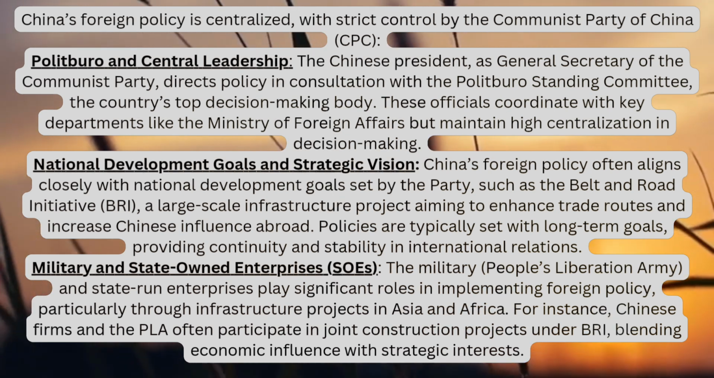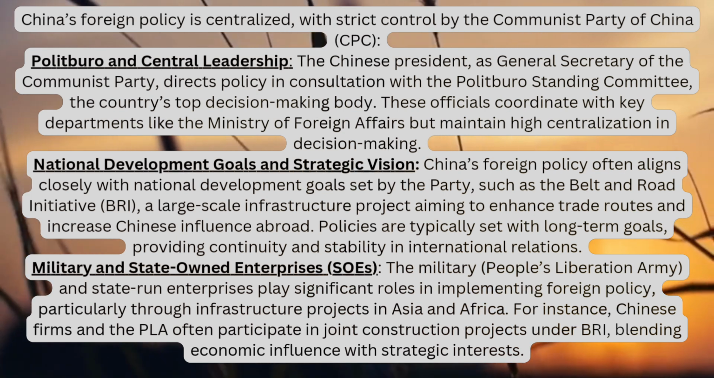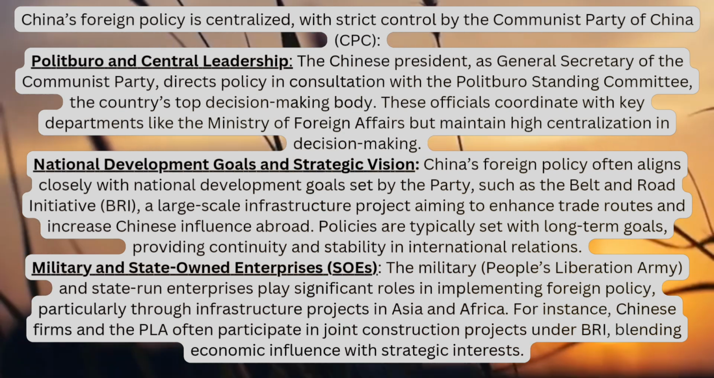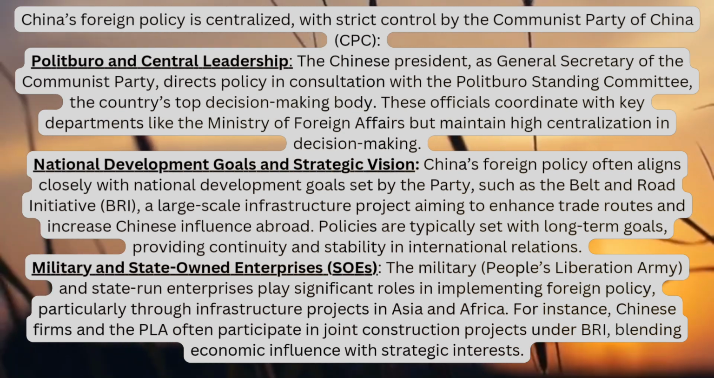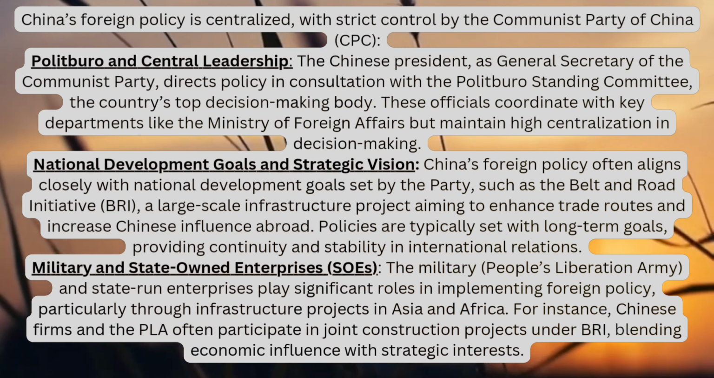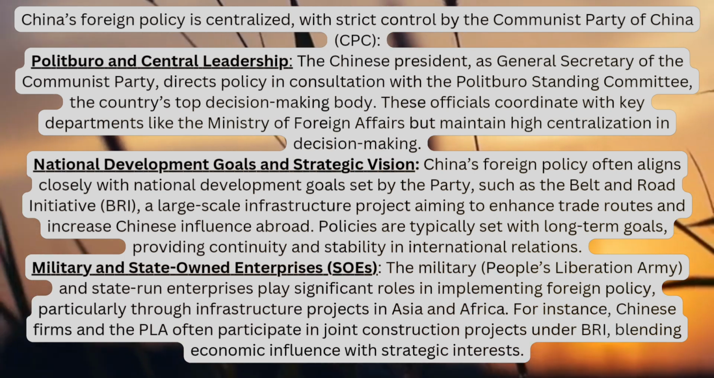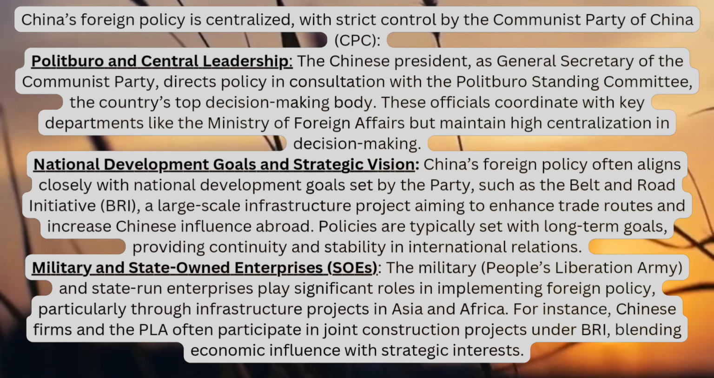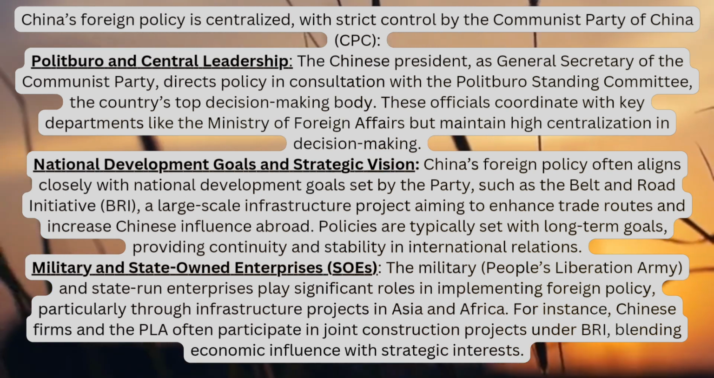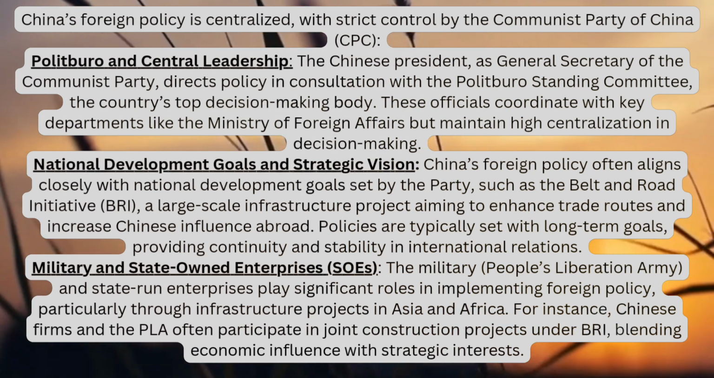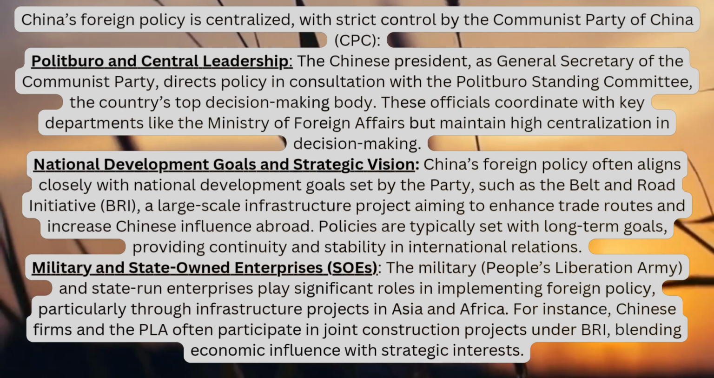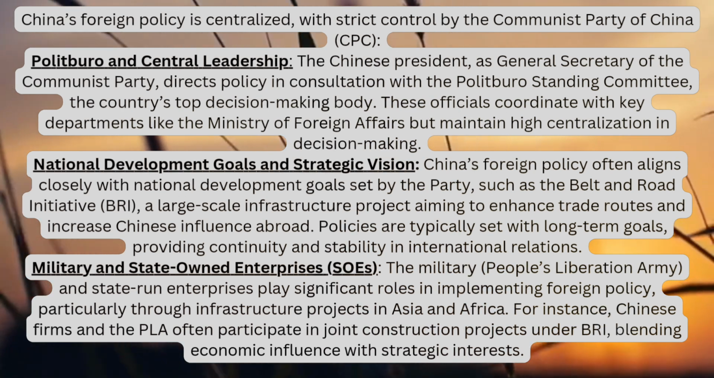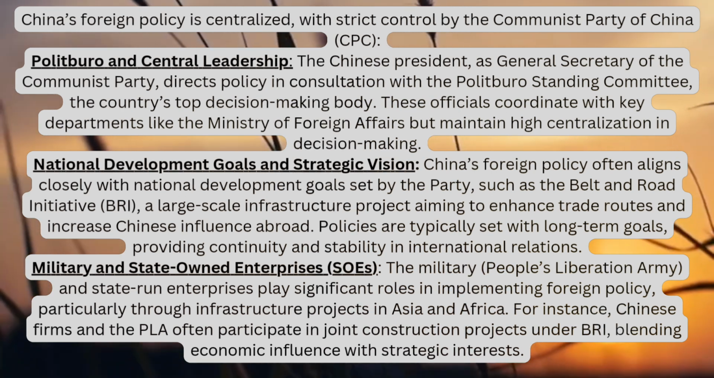National development goals and strategic vision. China's foreign policy often aligns closely with national development goals set by the party, such as the Belt and Road Initiative, a large-scale infrastructure project aiming to enhance trade routes and increase Chinese influence abroad. Policies are typically set with long-term goals, providing continuity and stability in international relations.